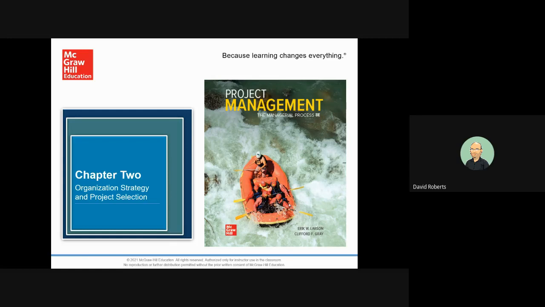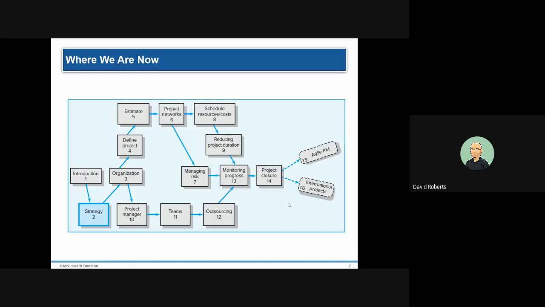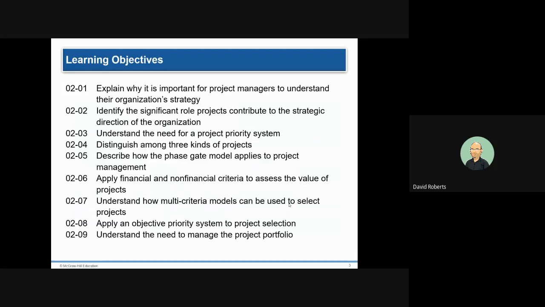Here's again the map, and we're now in chapter two, obviously, dealing with strategies. The objectives that we have. And as I mentioned for chapter number one, I'm not going to read through all of these. That is really rather unnecessary at our level of education. But we're going to talk a bit about why project managers need to understand the organization strategy and how that affects the project. They need to be in sync.